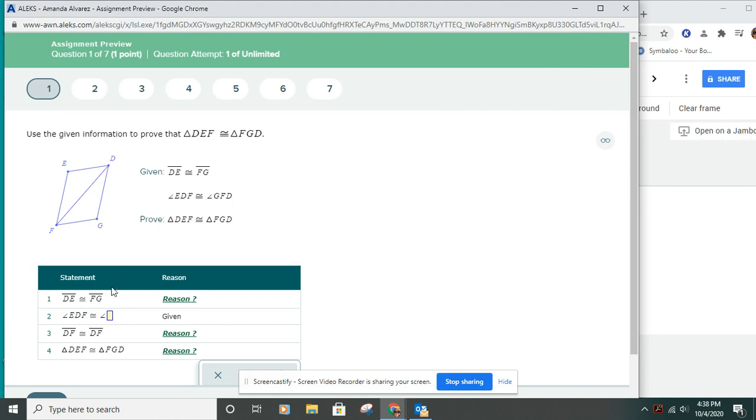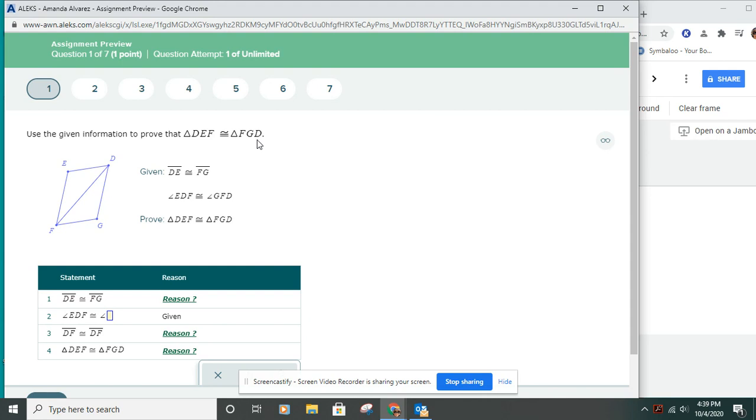Remember that always start with the given. So when I see that right here, it matches with this statement. So just say that it's given. There's another given. So you look right up here and see, fill in whatever is missing. So this is trying to prove two triangles are congruent.